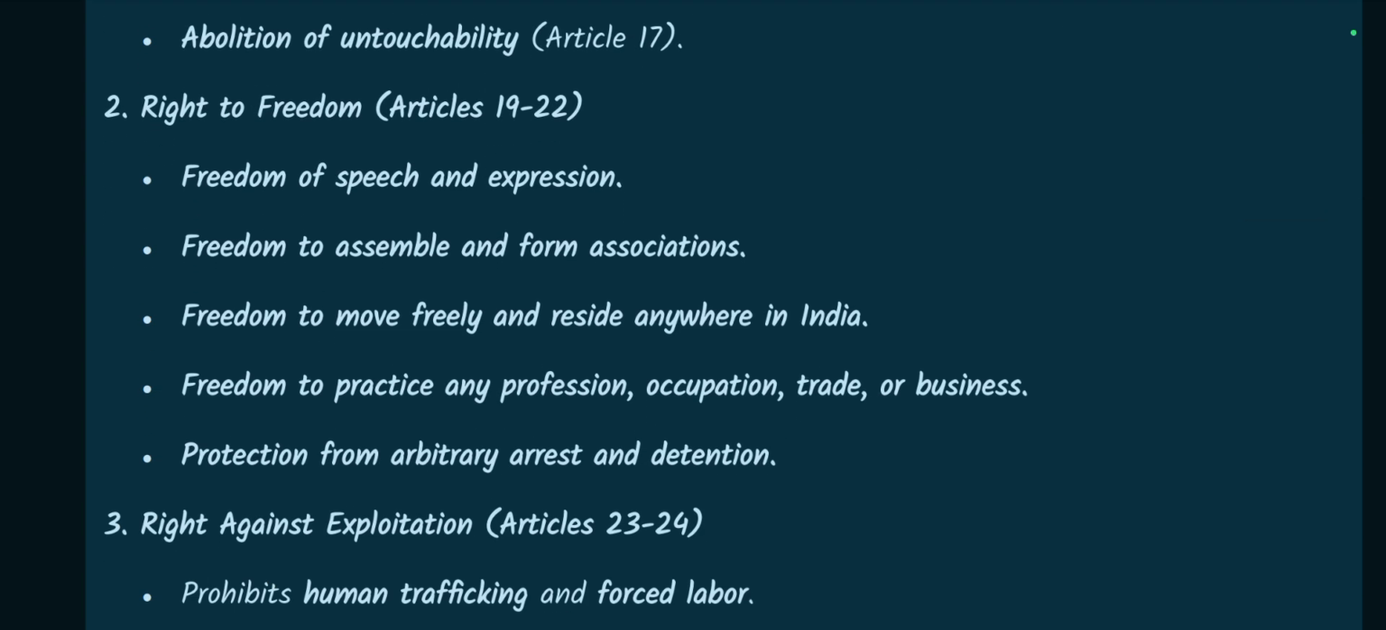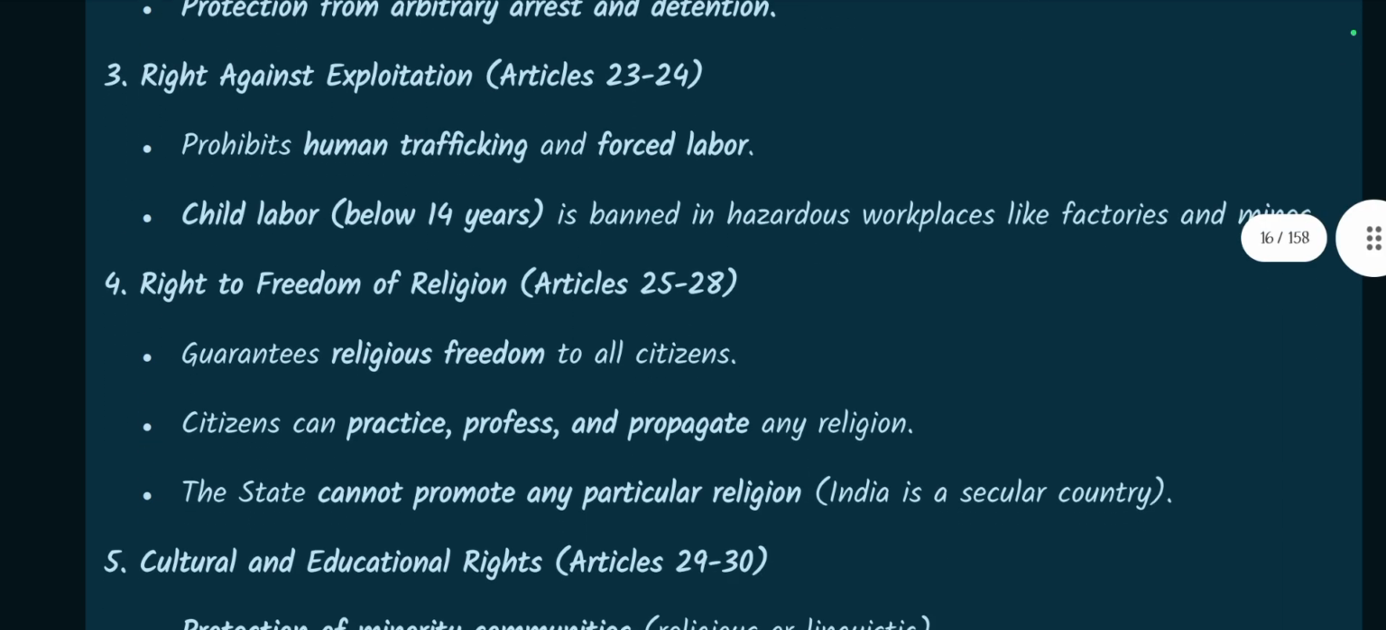Right to freedom, Articles 19 to 22. Freedom of speech and expression. Freedom to assemble and form associations. Freedom to move freely and reside anywhere in India. Freedom to practice any profession, occupation, trade, or business. Protection from arbitrary arrest and detention.